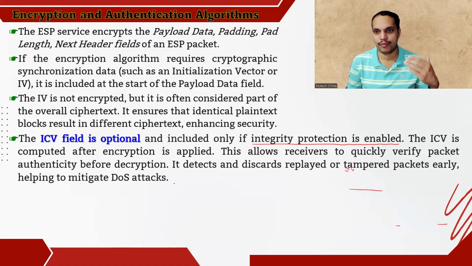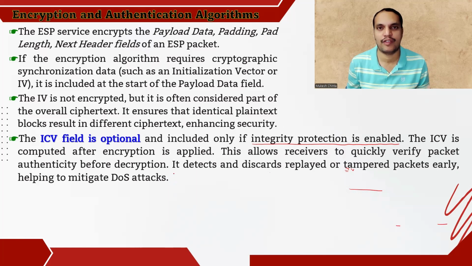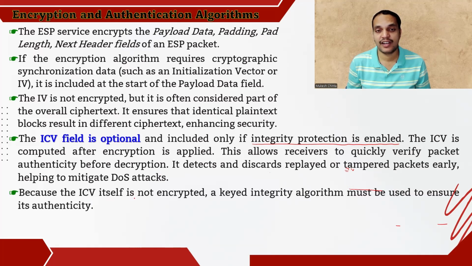That means rather than performing the decryption and then verifying the authenticity of the packet, it is easy to verify its authenticity and then decide whether it is a genuine packet or not. And only if it's genuine, then you go for decryption. Because the ICV itself is not encrypted, usually a keyed integrity algorithm like HMAC must be used to ensure its authenticity. You remember HMAC, isn't it? HMAC stands for hashed MAC. So an algorithm HMAC which integrates SHA-1 or SHA-256 is generally used for calculation of ICV because it includes a key value.